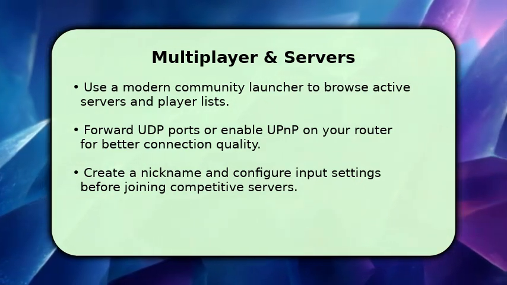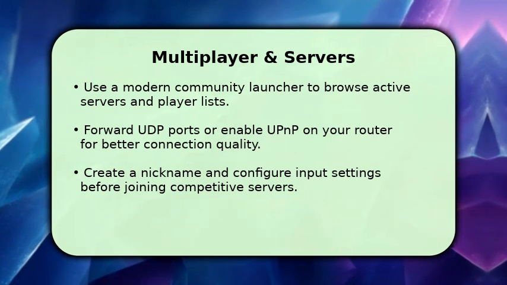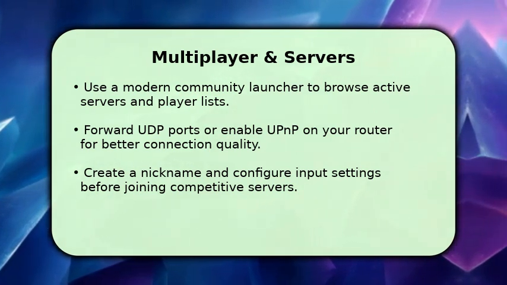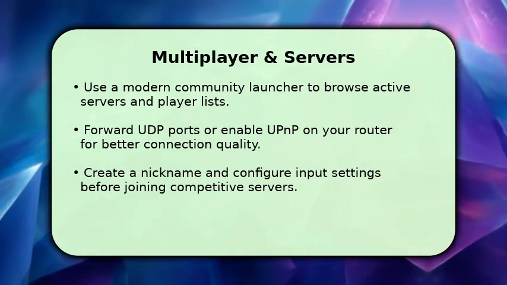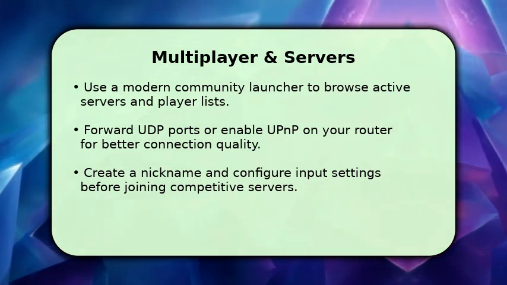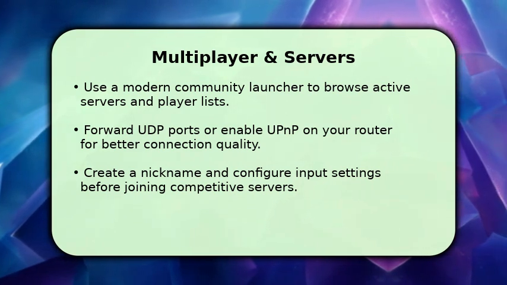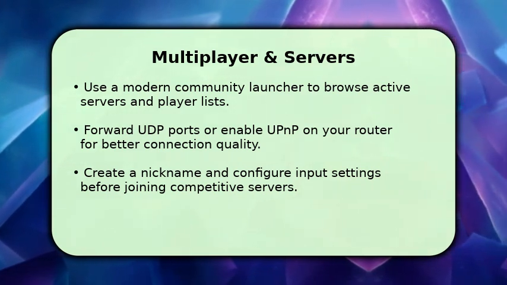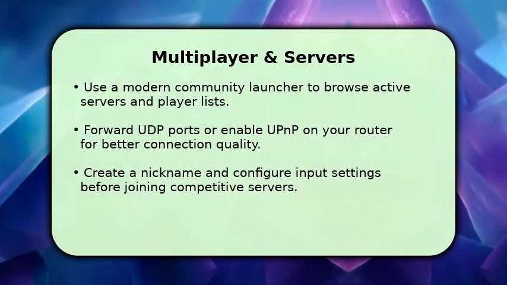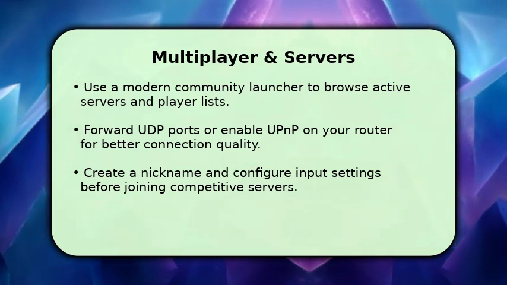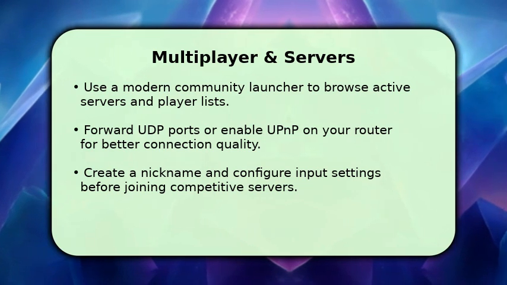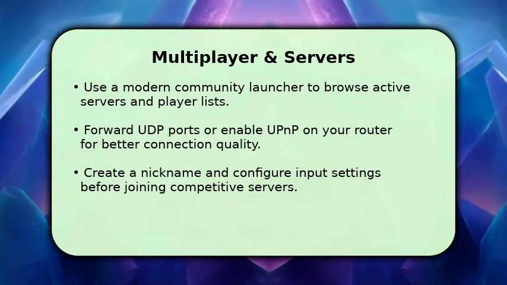Install a community launcher to find up-to-date server lists and reconnect to active races. Configure port forwarding or enable UPnP to reduce latency and connection drops when hosting or joining lobbies. Set your nickname and test keyboard or controller bindings before entering competitive rooms. I will explain lobby etiquette and quick troubleshooting tips so you can focus on shaving seconds off your best times.